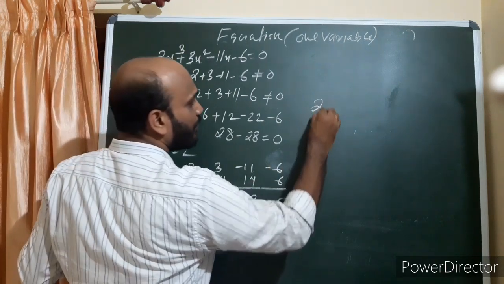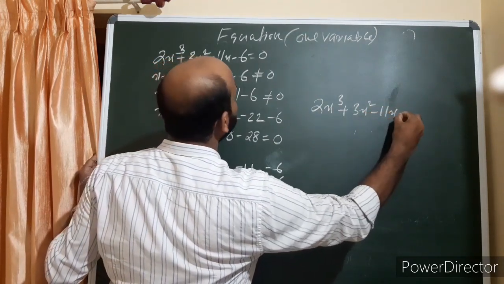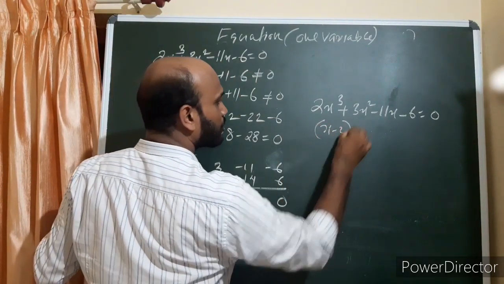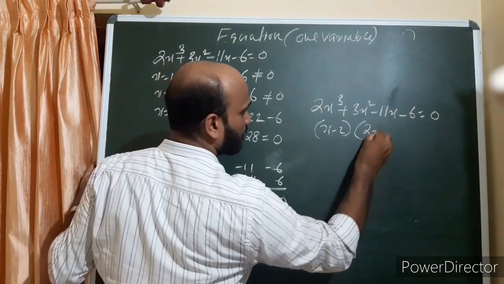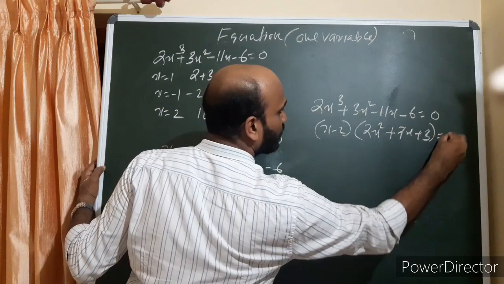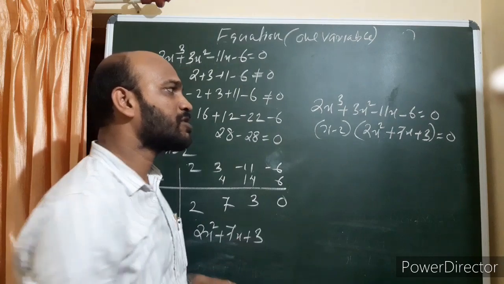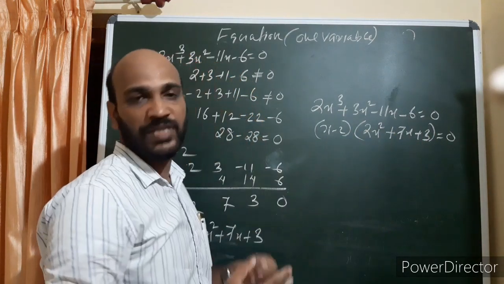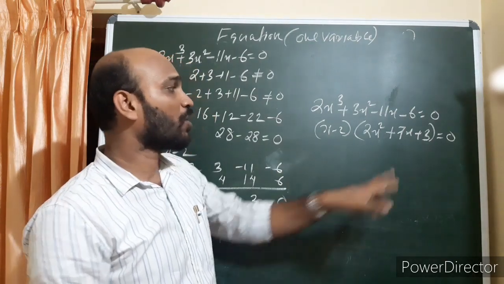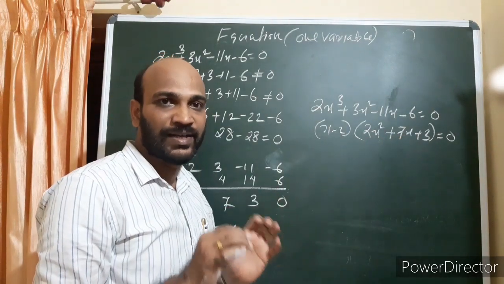Therefore, we can write 2x cube plus 3x square minus 11x minus 6 equal to 0 as x minus 2 into 2x square plus 7x plus 3 equal to 0. This one again we have to factorize. We have to find two numbers, product equal to 6, sum equal to 7. So the two numbers are 6 and 1. But the coefficient of x square is not equal to 1. So you have to split the middle term. We cannot write the factors directly.